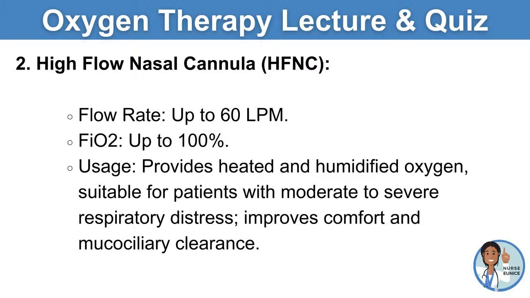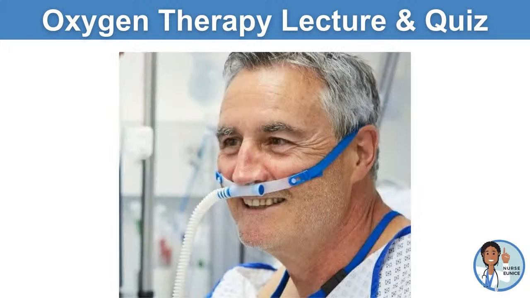The benefit is that it's a little more comfortable, but this person is pretty bad off if they have this one on. It provides heated and humidified oxygen. It's suitable for patients with moderate to severe respiratory distress, and it improves comfort and mucociliary clearance. In other words, it allows them to cough up their mucus. Sometimes with the mask, they can't really cough up the mucus, or it gets inside of the mask. And of course, as a caregiver, we have to clean that up. And this is an example of a high flow nasal cannula.